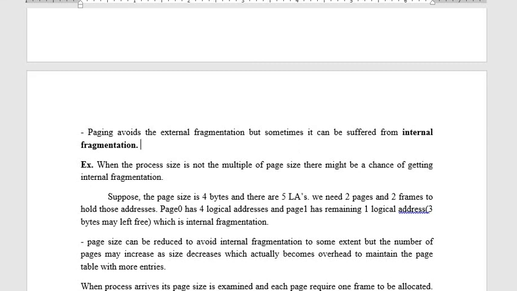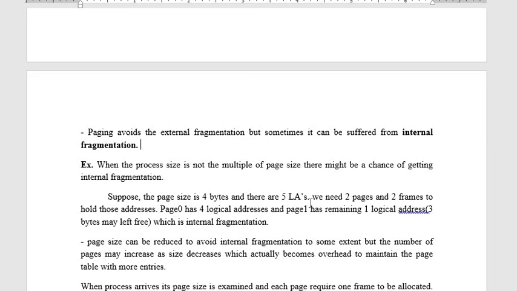If you want an example for checking whether there is any internal fragmentation, assume the page size is 4 bytes and there are 5 logical addresses. In order to store these 5 logical addresses, we need 2 pages, because one page can store only 4 bytes of logical addresses. To hold the one left out address, we need one more page. So 2 pages must be used.